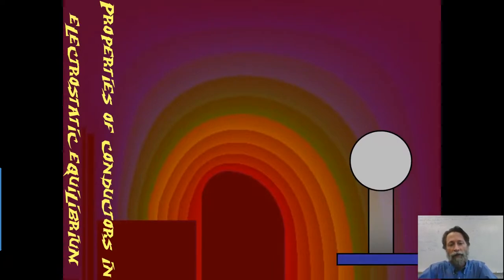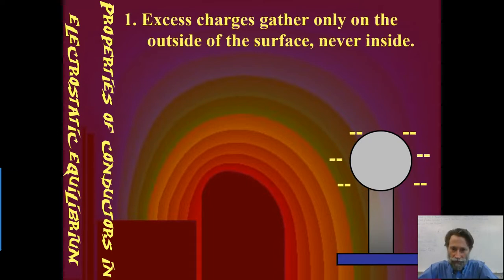Okay, so properties of conductors in electrostatic equilibrium. There are 4 of these. Excess charges gather only on the outside of the surface, never the inside. So if I have a conductor here and the charges have the chance to go to the outside, they're all going to migrate to the outside of the surface. Picture this as a huge metal ball. This is a Van de Graaff generator. We're going to pull one of these out later and look at it. You may have seen it at a place like the Museum of Science and Industry, where you put your hand on the ball and all your hair stands straight out.